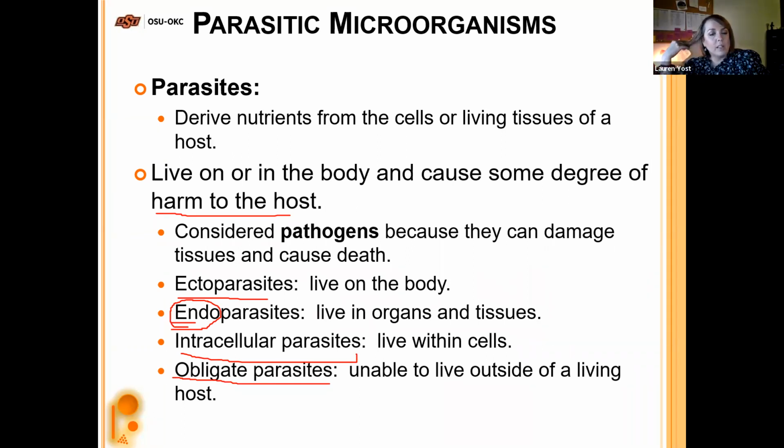So obligate parasites are unable to live outside of the living host. So that's the case with viruses for sure.